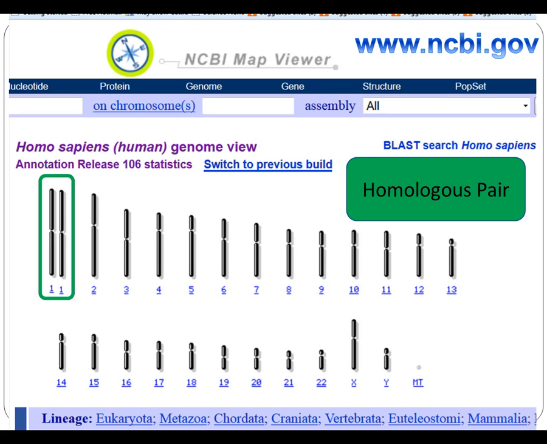So homologous pairs, or homologous chromosomes, are what? They're the same chromosome, they code for the same genes, but there might be allelic variation between them.